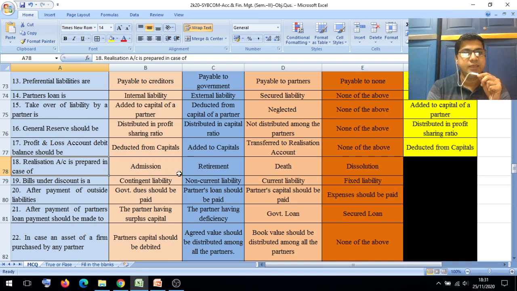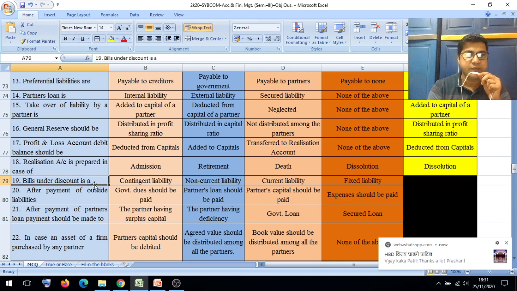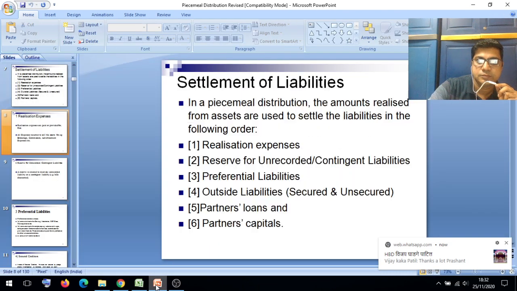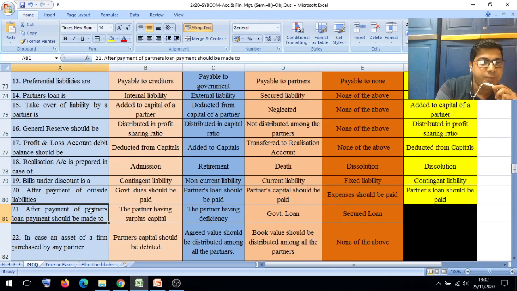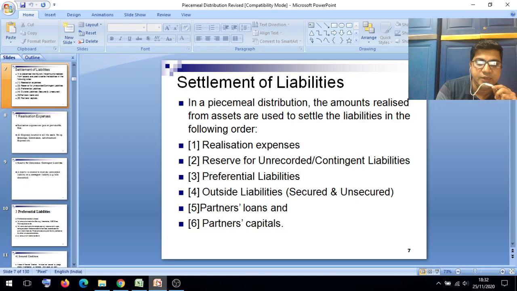Realization account is prepared in case of dissolution. Bill discounted is a contingent liability. After payment of outside liability, the next payment we have to give is partners' loan. See that outside liability is first, then the second payment we will do is partners' loan. After payment of the partners' loan, payment should be made to partners having surplus capital. See that after partners' loan, partners' capital payment should be made.